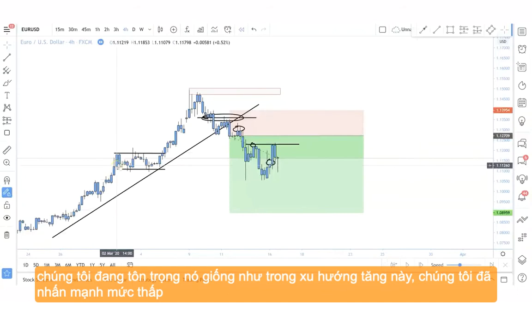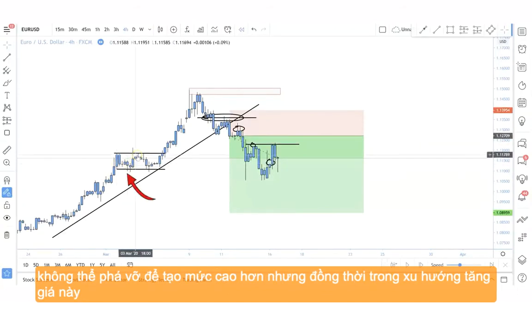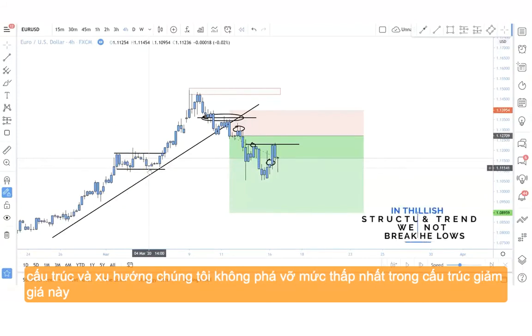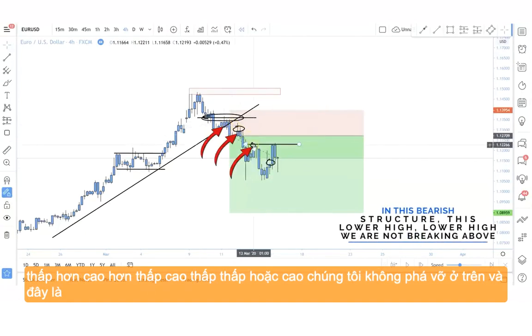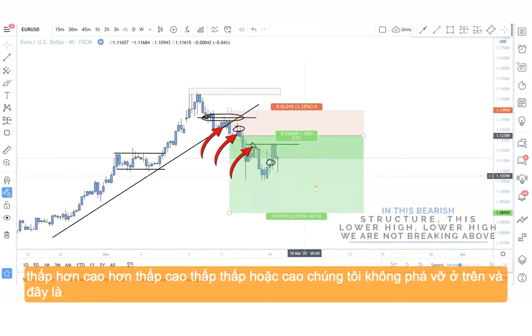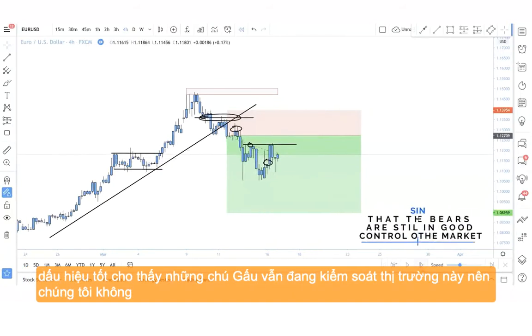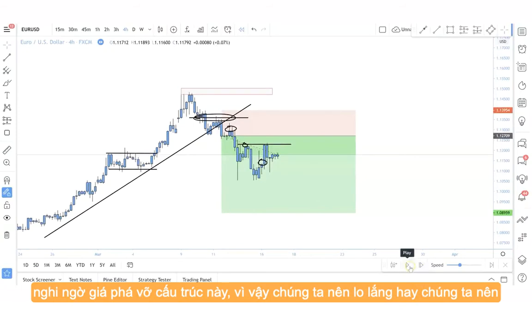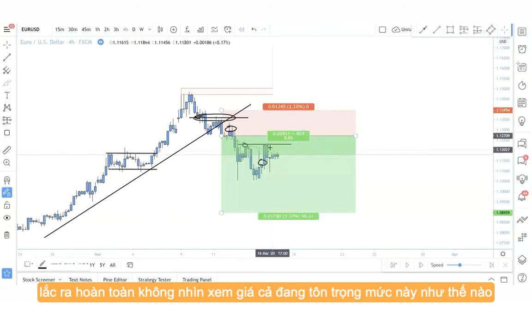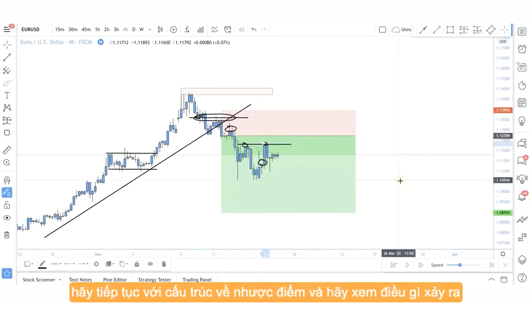Just like in this uptrend, we had the higher low, price failing to make the higher high, but at the same time, in this bullish structure and trend, we're not breaking the lows. In this bearish structure, this lower high, lower high, lower high, we're not breaking above. And this is a very good sign that the bears are still in control of this market. So we don't suspect price to break this structure. So should we be worried or should we be shaken out? Absolutely not. Look how price is respecting this level. Let's continue with the structure to the downside and let's see what happens.